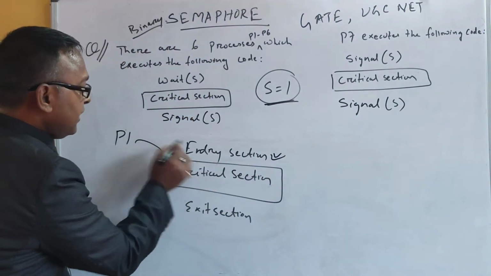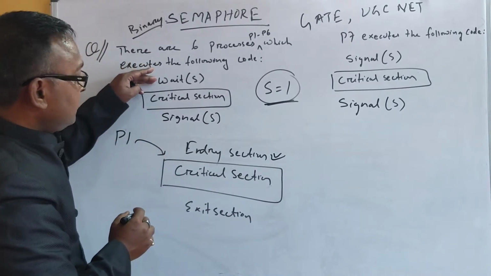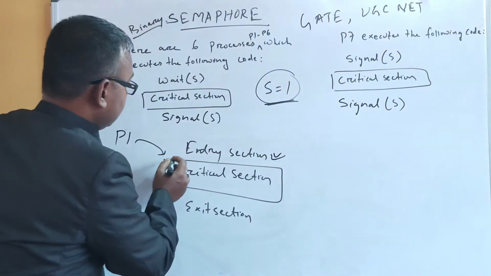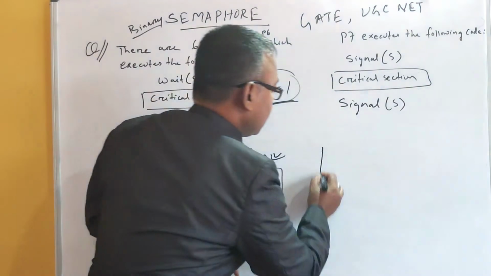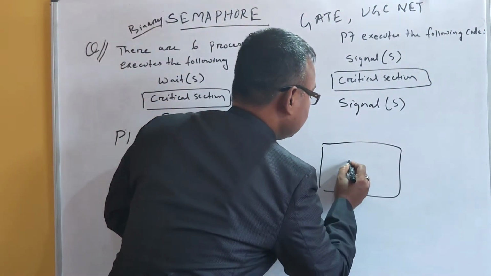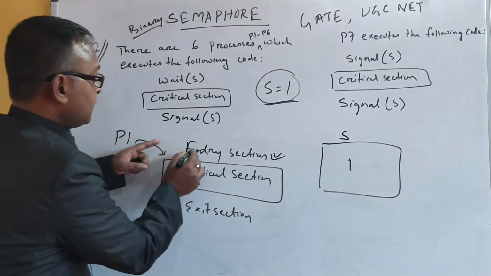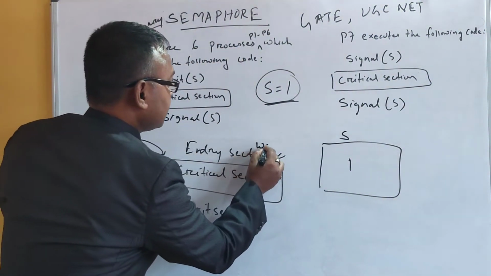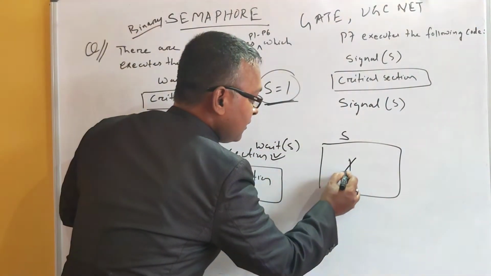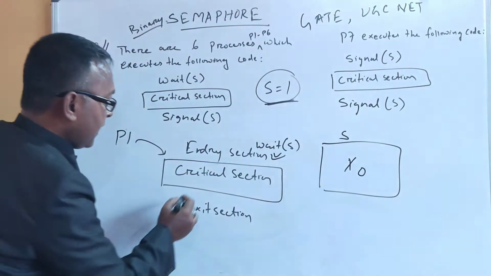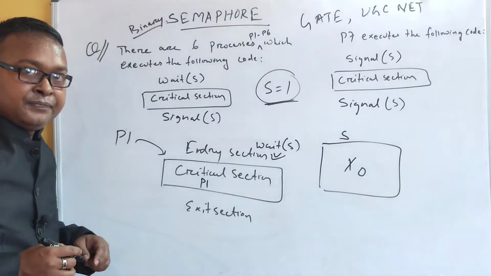So P1 executes the entry section right now, right? It will execute the wait operation, and when it executes the wait operation, it will decrement the semaphore value. What is our semaphore value right now? It is 1. So when P1 executes the entry section, that means it executes the wait operation, it will decrement the semaphore value to 0, right? And P1 gets access into the critical section.